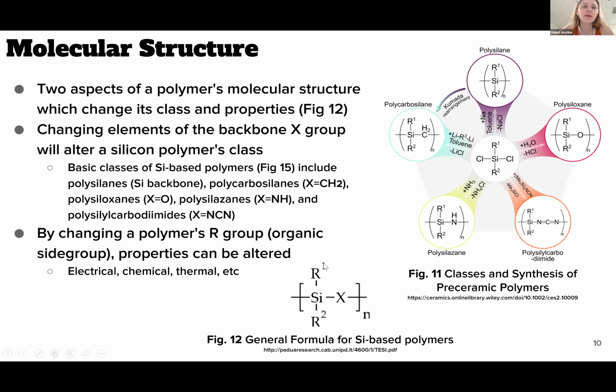And then moving forward from that, as you change the R groups on the sides here, that's going to further change the properties of the class of the pre-ceramic. So within this class, as you're changing the R groups, you can change the electrical properties, the chemical properties, etc. All of those properties can be changed.